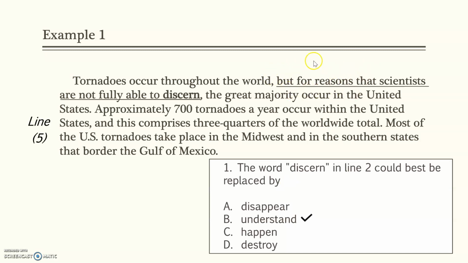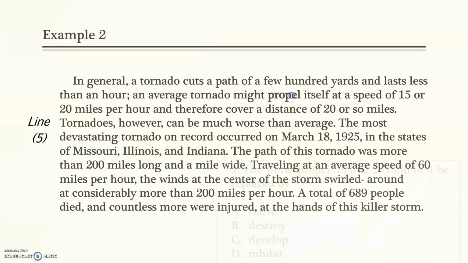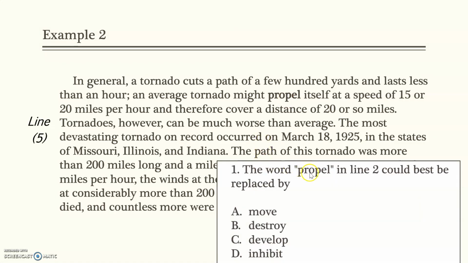From this context. Okay, I'll give you another example. The word propel in line 2 could best be replaced by, so this is propel in line 2. So let's see the context. An average tornado might propel itself at a speed of 15 or 20 miles per hour and therefore cover a distance of 20 or so miles.